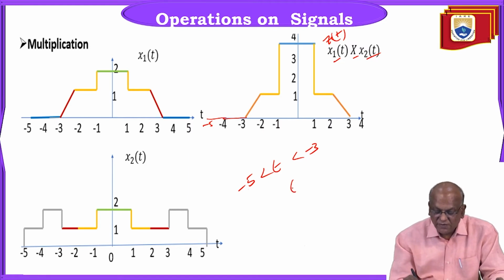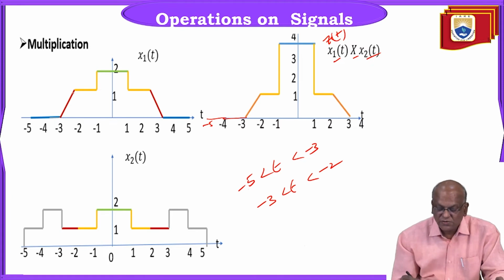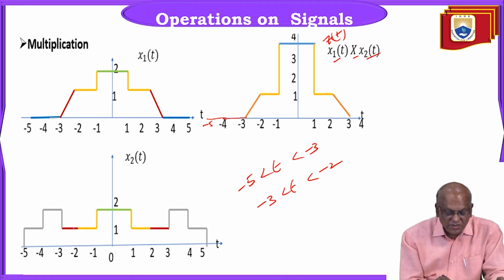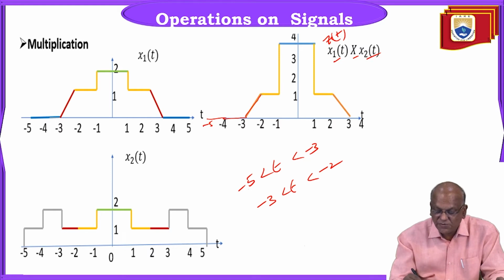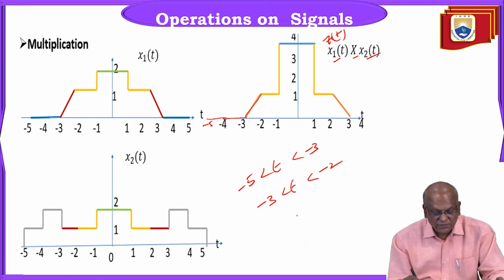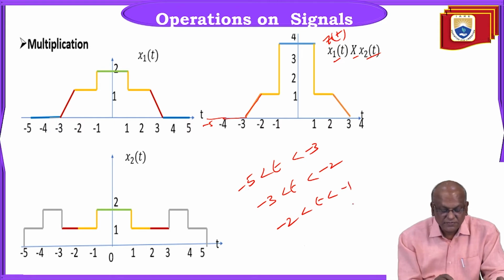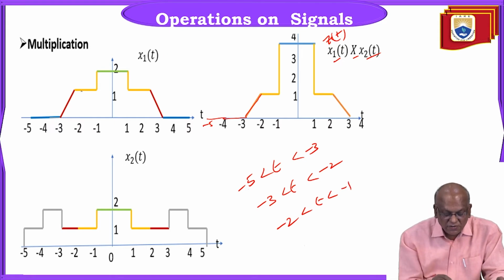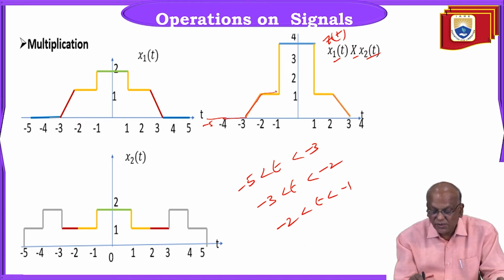Between t values minus 3 and minus 2, under this condition you see the red slope line. The slope line is multiplied with the value 1: x1 equals the slope line and x2 equals 1. 1 into slope gives the same slope between minus 3 and minus 2. Next, between minus 2 less than t less than minus 1, x1(t) equals 1 and x2 also 1. 1 into 1 equals 1.